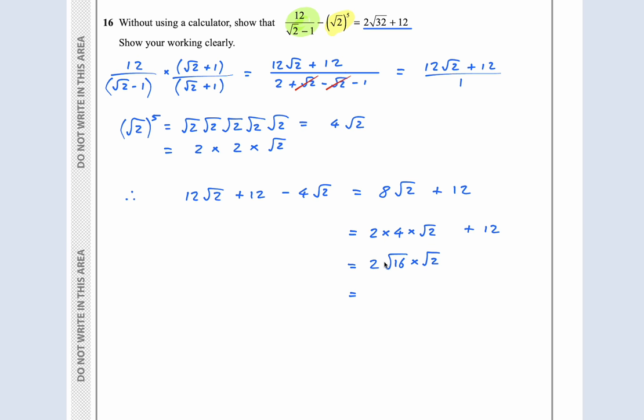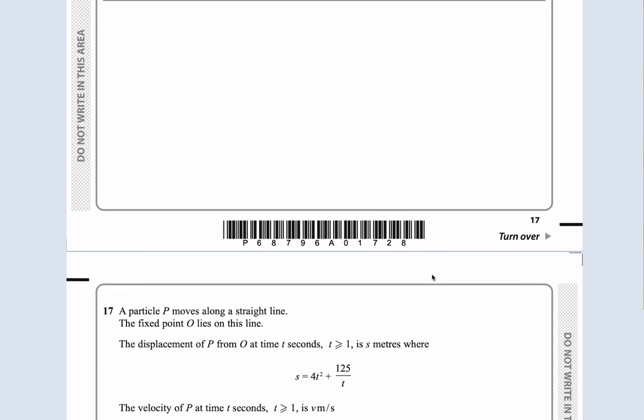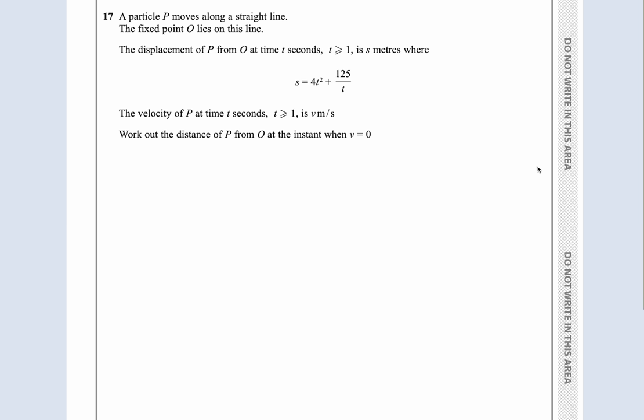But you'll see now, root 16 times root 2, but this is plus 12, root 16 times root 2 is root 32, because 16 times 2 is 32. So this equals 2 times root 32 plus 12, which is what they asked. So obviously, guys, that's a tricky question, but there we go. Okay, question 17.